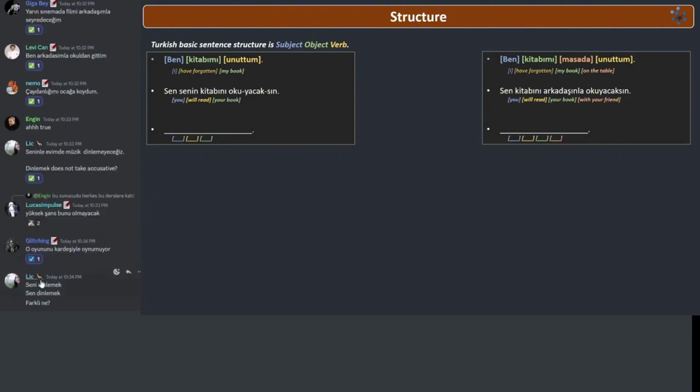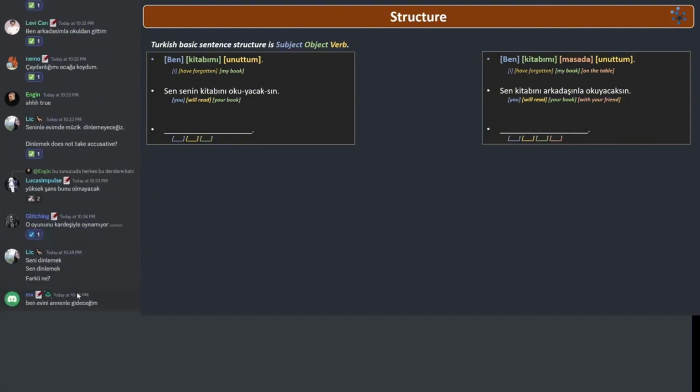And with pronouns, it is always used with accusative. That's the difference. Like when you say music and when you say sen is a pronoun like you. Like pronouns are always used in accusative.